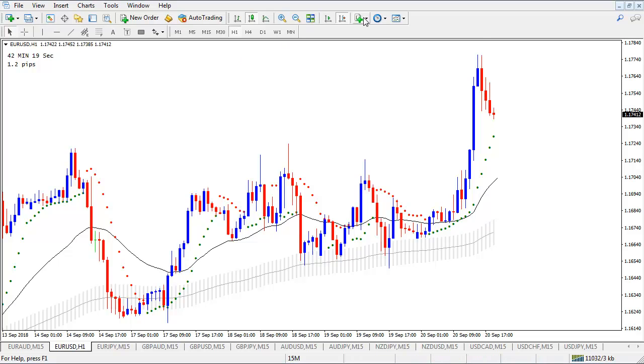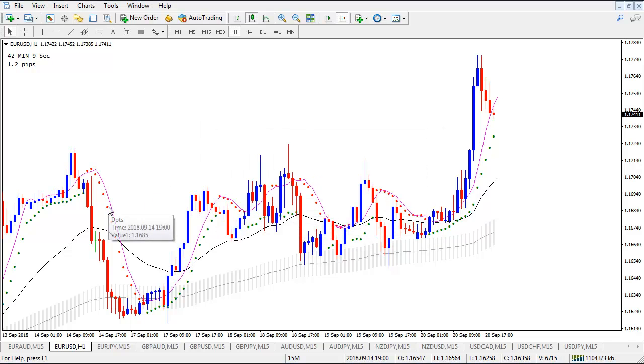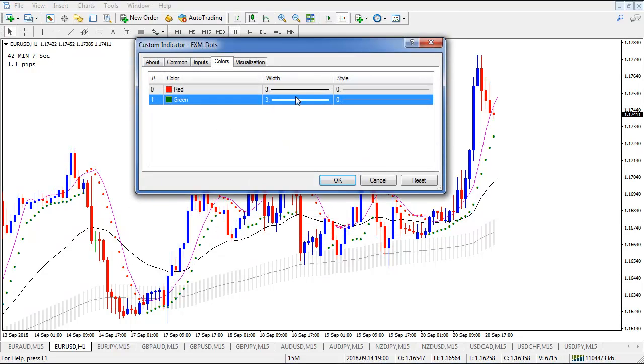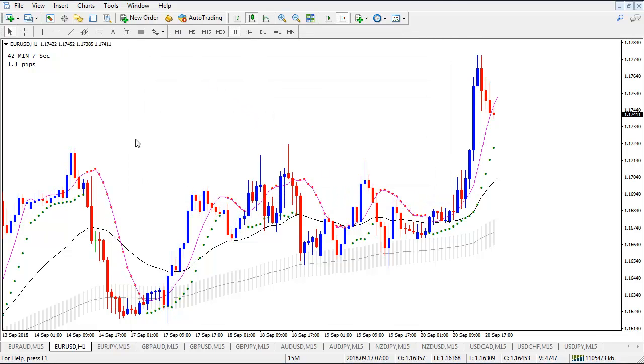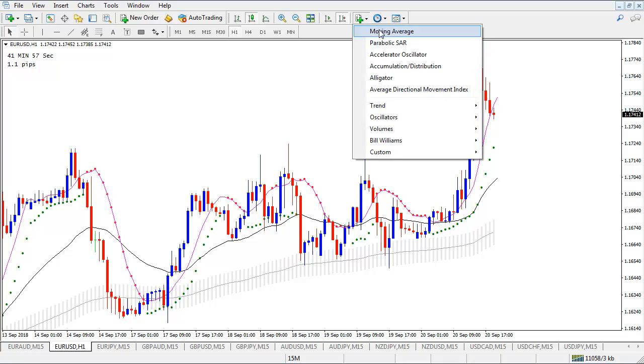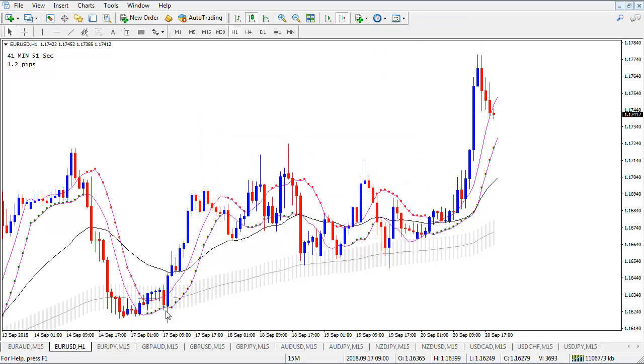So if I add the moving average back to it, inputs dot shift, we'll make it 1. All right. So now we've got the dots following that moving average. And if I add the moving average to the low, we've got the dots following the moving average underneath it. So this is the 8 simple moving average channel.